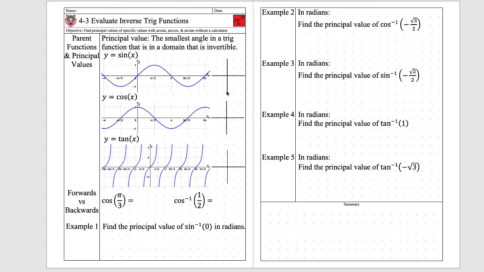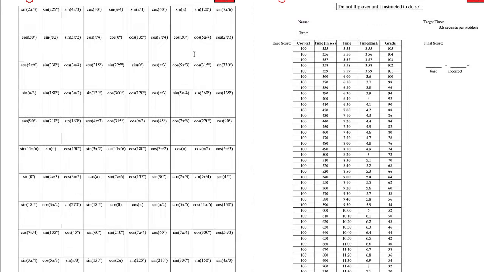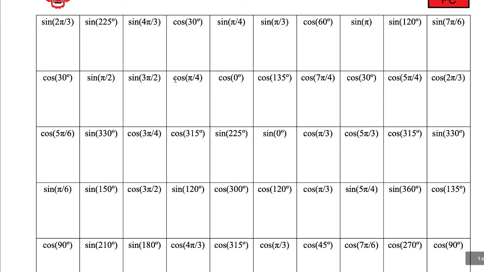This is Precalculus Lesson 4-3, Evaluate Inverse Trig Functions. I will lead by saying this lesson assumes that you know your trig values of special angles really well. This speed sheet right here. Yes, you do not need to have 3.6 seconds per problem, but I do expect you to be able to, at least like 10 seconds per problem, know all of these really well.